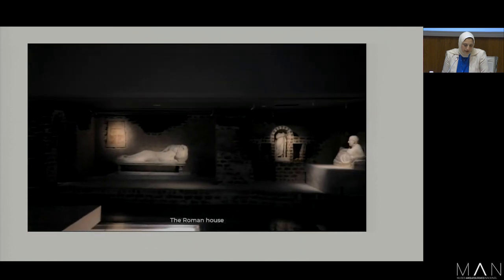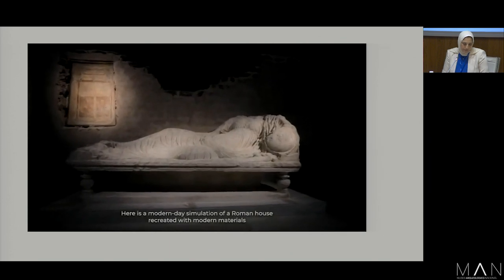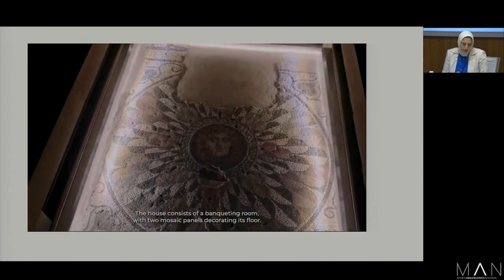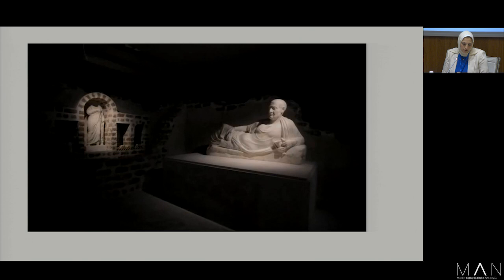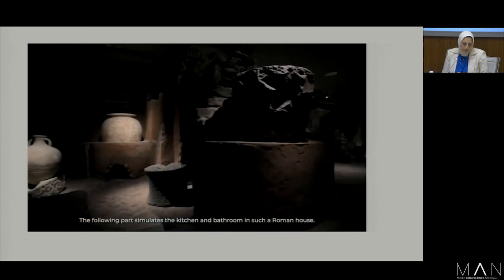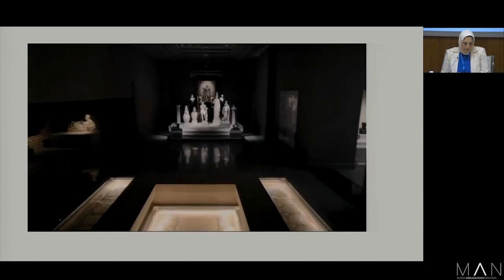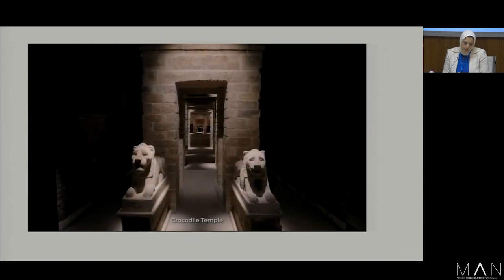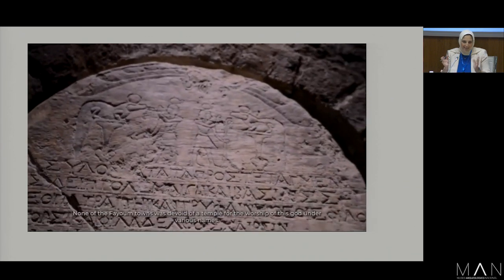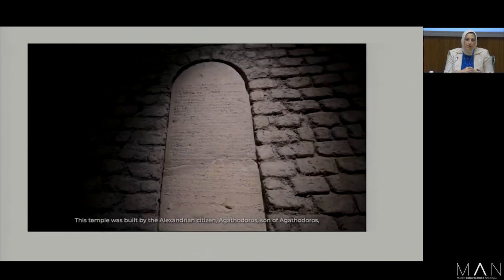This is the Roman house. This is the triclinium. Inside it, the Medusa mosaic. Roman house again. This is the Sobek temple. You can imagine what it feels like to be inside a temple inside the museum. This is the only temple inside a museum in Egypt.